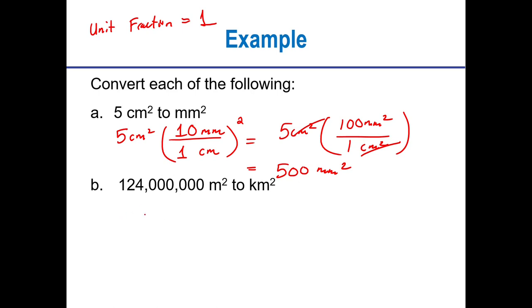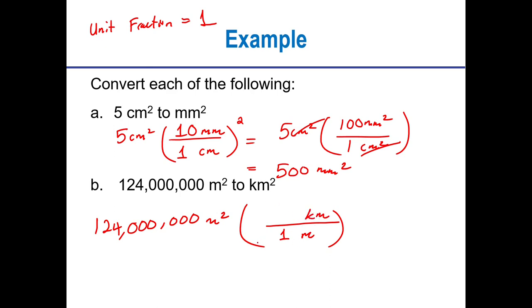Part B, I want to convert 124 million square meters to square kilometers. So we'll start with 124 million square meters first, and I want to multiply it by a unit fraction. Now it's really hard to use meters squared, so we'll start with meters first. Let's put 1 meter on the bottom, and then we'll convert 1 meter into kilometers here on the top. So let's go to our chart.